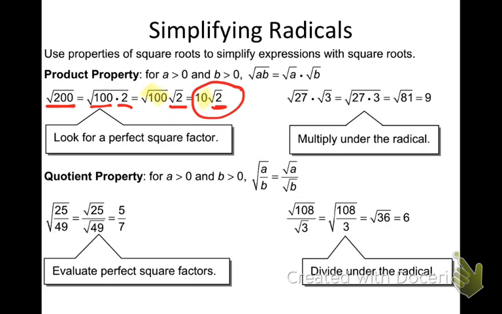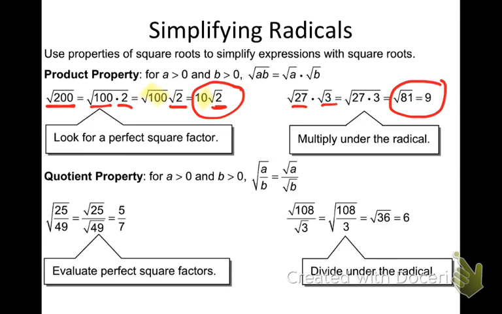Next part here. I have the square root of 27 times the square root of 3. Do we know what the square root of 27 is, or the square root of 3? Nope. So I can multiply them. What's 27 times 3? That gets me 81. What's the square root of 81? 9. So again, the goal to simplify radicals is to get where we can find a perfect square. We always want to be able to find a perfect square. That is the key.